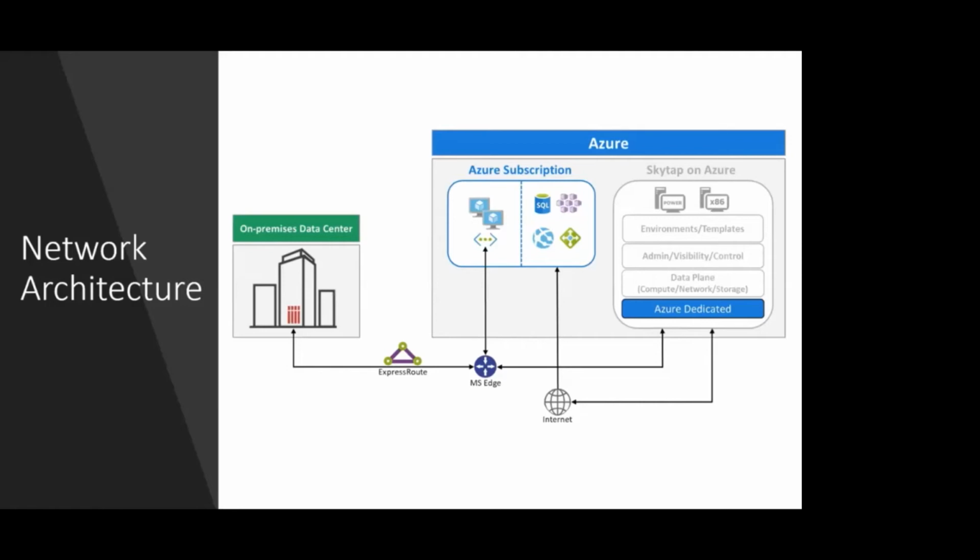And to connect to on-premises, you can use ExpressRoute, you could use Azure VPN Gateway, or you could connect a VPN directly between on-premises and Skytap.